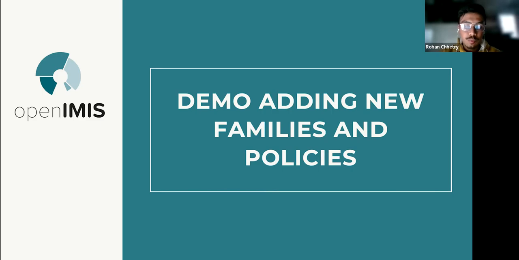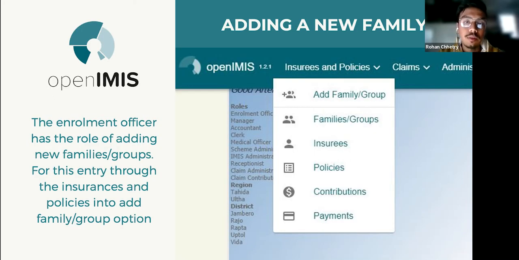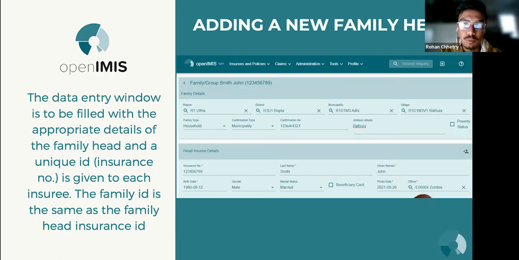Okay. Thank you, Supriya. And now I'll be talking about a short demo in which we utilize some basic pages of openIMIS web services. Starting with it, we explored adding a new family. How do we do it? We open the system and then the enrollment officer has the role of adding new families and groups. For this, the entry is through the insurance and policies panel, and then we select add family or group. Then the details page opens, which may also be called the data entry page.